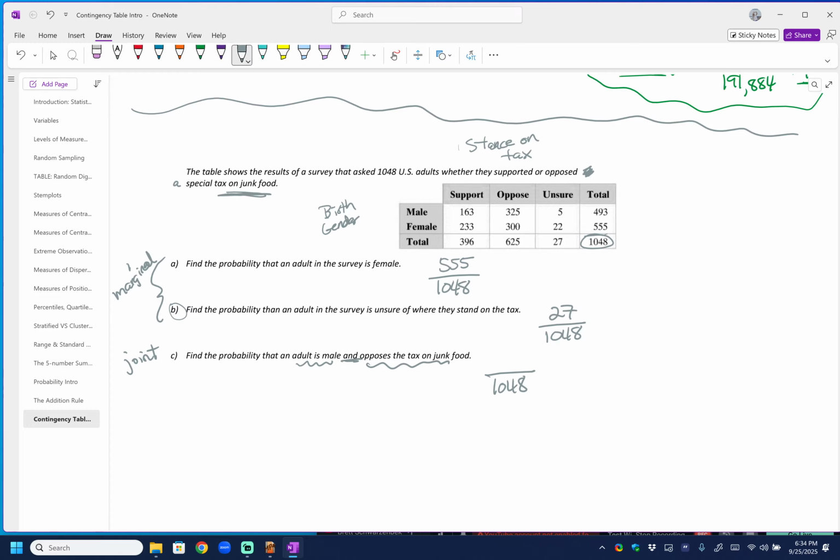But this time, we have a joint probability, which means we're going to be in the table in order to find what we're looking for. So which one is it? We're looking at male and oppose. So if we bring them together, we're going to get 325 as our value here. 325. And this will end up being our probability.